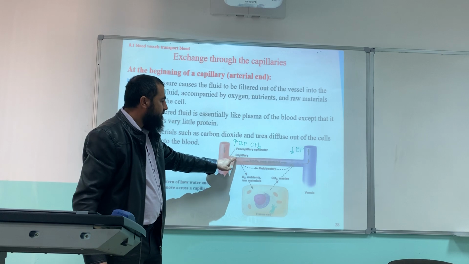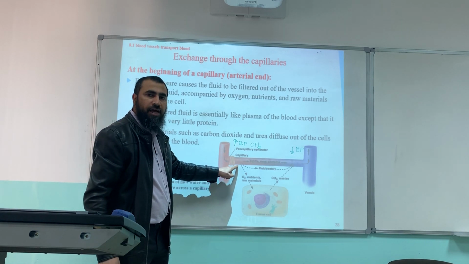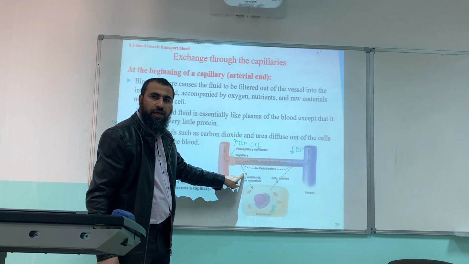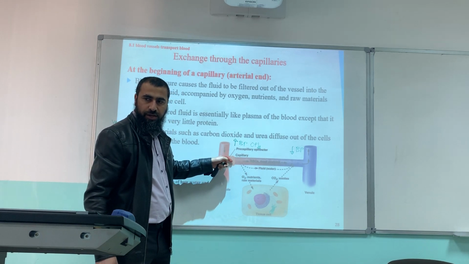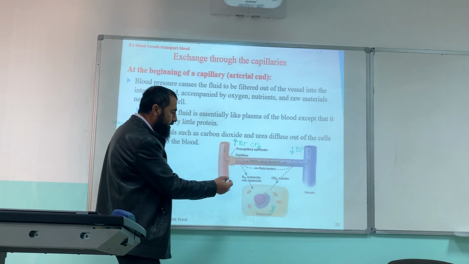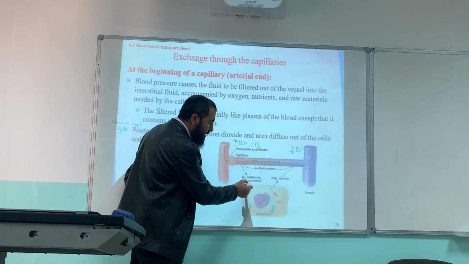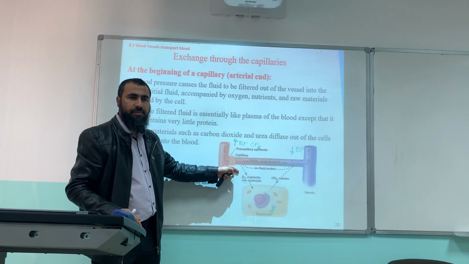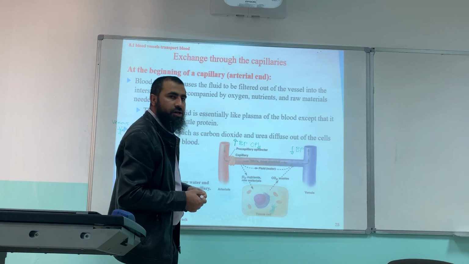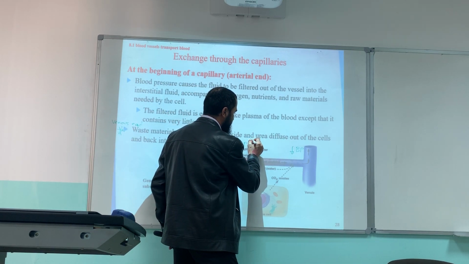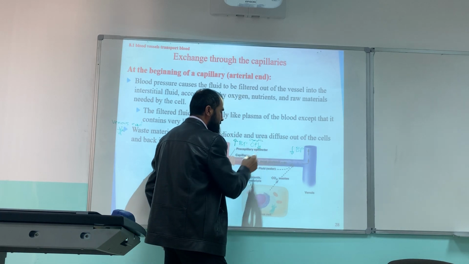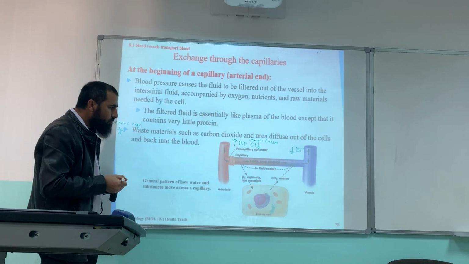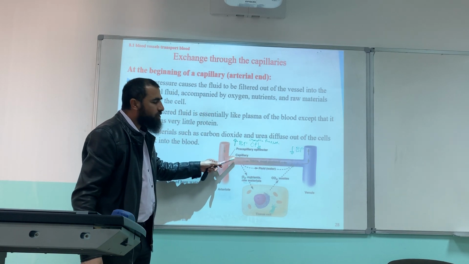What causes exchange at the arterial end is actually the blood pressure. The blood pressure causes fluid to leak out of the capillaries at the arterial end. With it, it carries oxygen, nutrients, and other materials. So blood pressure causes the fluid to leak. The other factor is osmotic pressure, which is lower here.